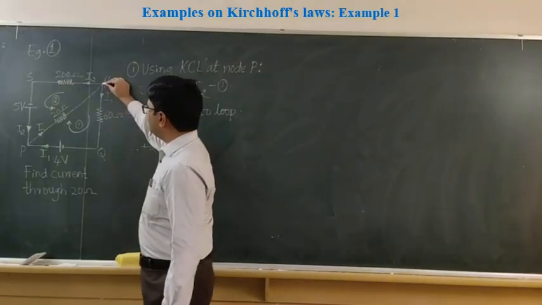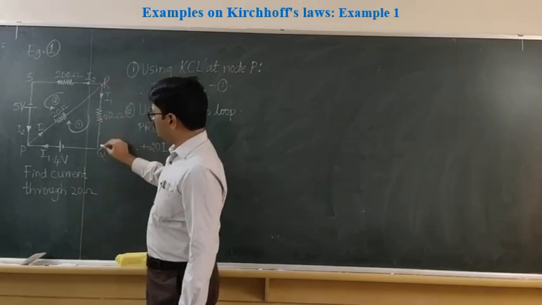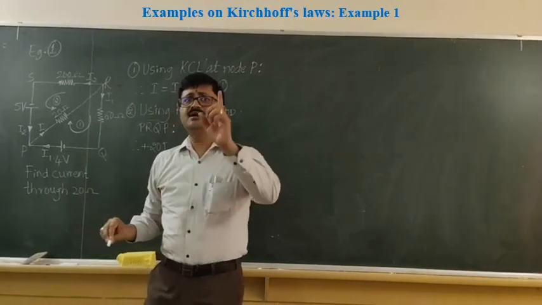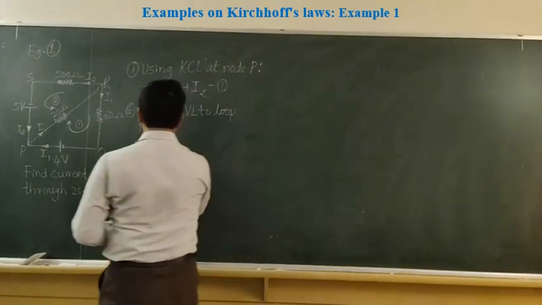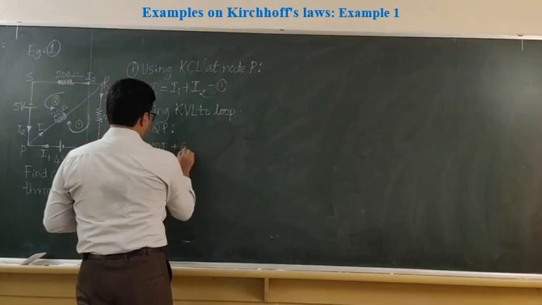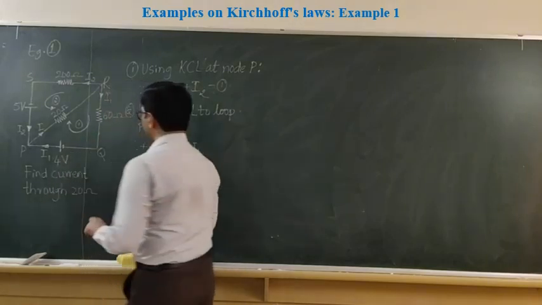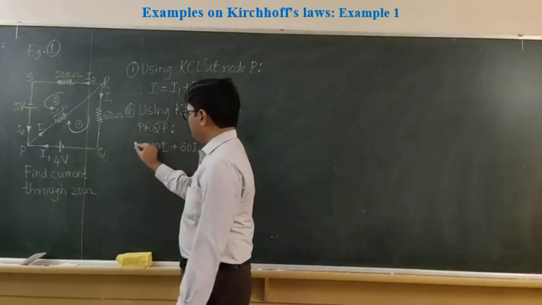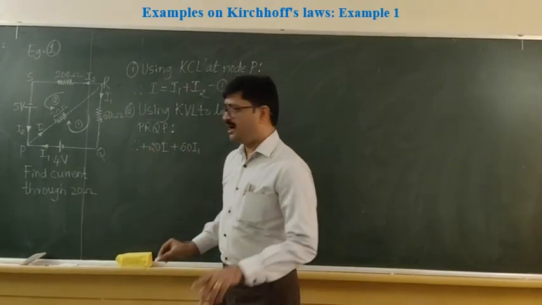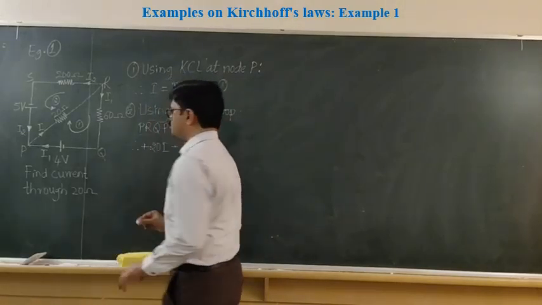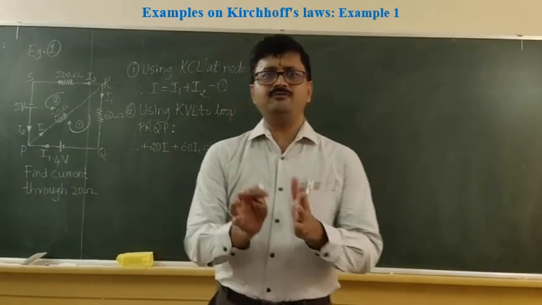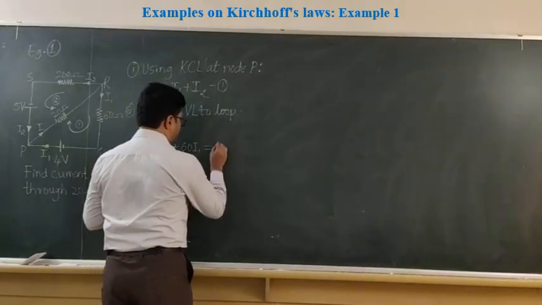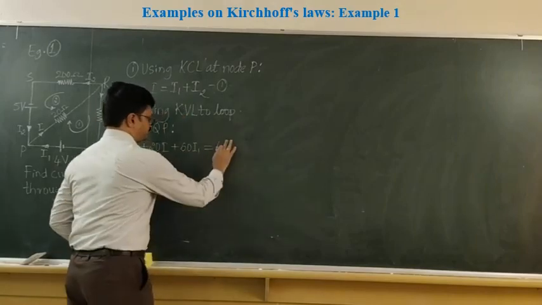Okay. Next direction of traverse is what? R to Q. That is our next path. And what is the direction of current? Direction of current is I1 again. So therefore I will say plus 60 I1. Then this is the total potential difference, and this total potential difference should be equal to what? Total EMF according to Kirchhoff's voltage law. Correct. So hence I will say this is equal to total EMF, which is 4 volt.